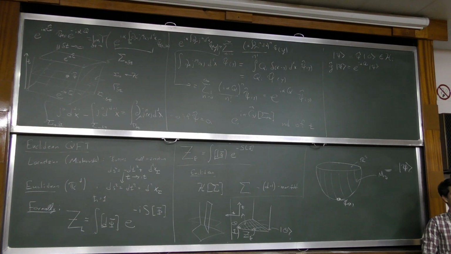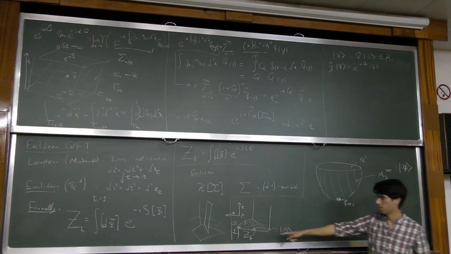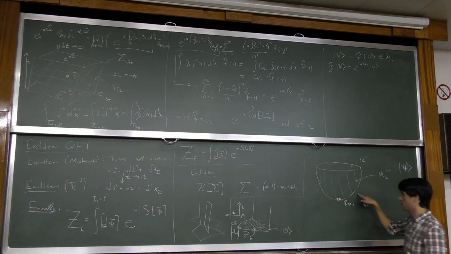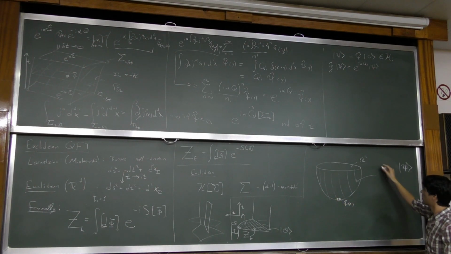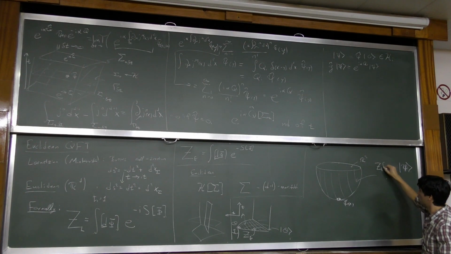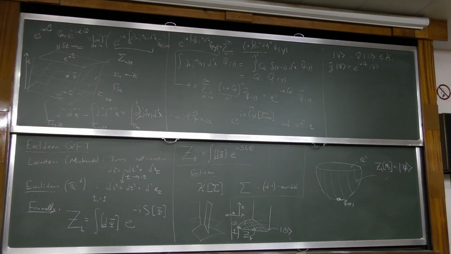Just to check, I want to make sure I have this right: you do the path integral over this region, and that gives the state phi. This one? This one. Yes. That state phi. Yeah, so this would be like putting the path integral on this region, which gives you this state. Cool. Yeah.